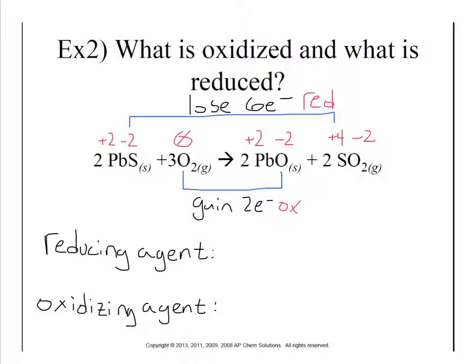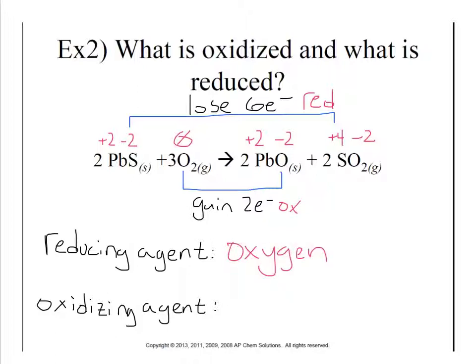So a reducing agent is not what is reduced, it's what causes someone else to be reduced. So a reducing agent is what causes someone else to gain electrons. For example, in this question right here, sulfur lost 6 electrons. Well, who caused it to lose 6 electrons? It was oxygen. So oxygen would be the reducing agent in this problem.